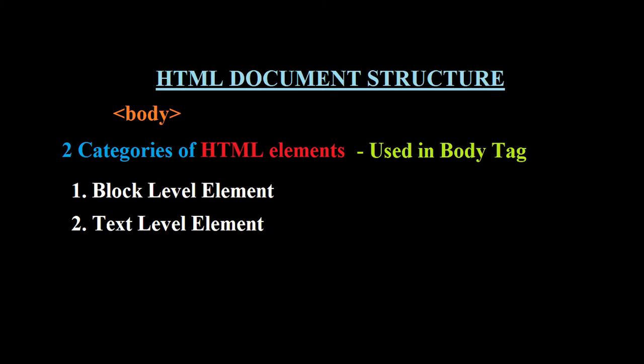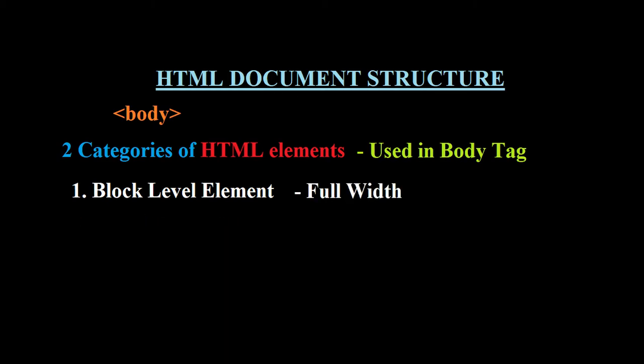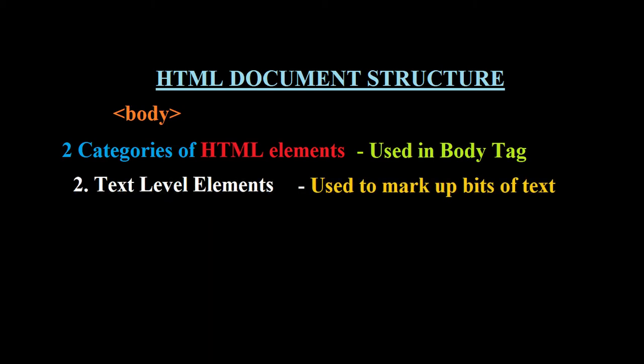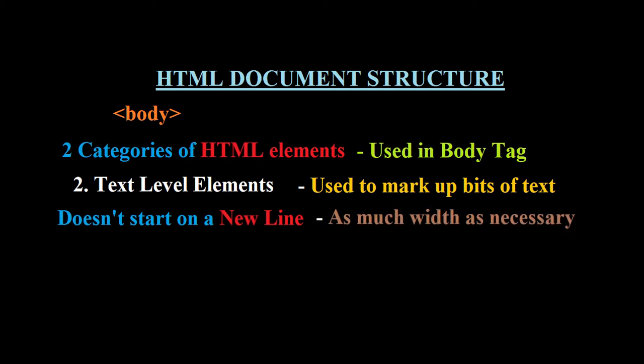A block level element takes up the full width available and by default begins a new line. These elements include tags like paragraph, heading, horizontal rule, centering. All these tags are the block level elements. The text level elements are used to mark up bits of text. It does not start on a new line and only takes up as much width as necessary. These include tags like bold, italics, line break, etc.